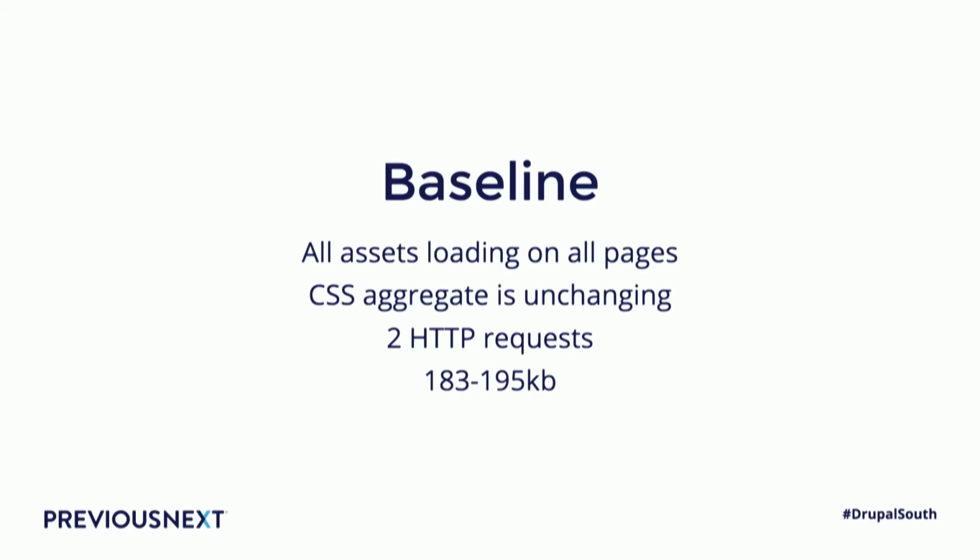So the baseline of the Previous Next site had all of the assets loading on all of the pages. The CSS aggregate was the same on all of the pages because it was just one styles.css file from my theme. The JavaScript was changing based on different modules. Like I said, the responsive image and responsive tables modules were causing that aggregate file to be rebuilt on different pages. But generally, there were never more than 2 HTTP requests, one for the CSS, one for the JavaScript. And the combined asset size was 138 to 195 based on that different JavaScript file.